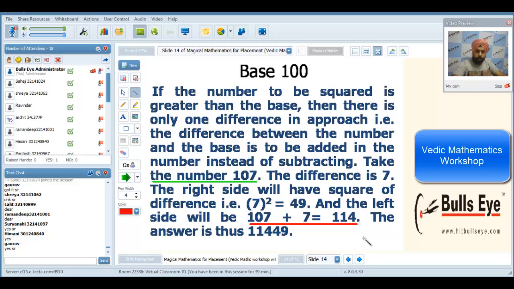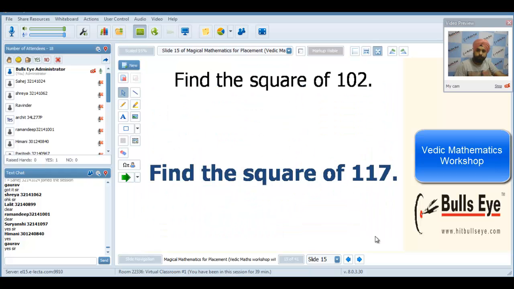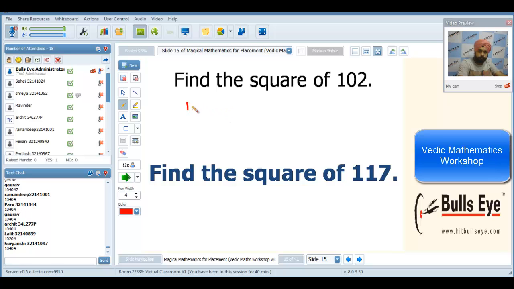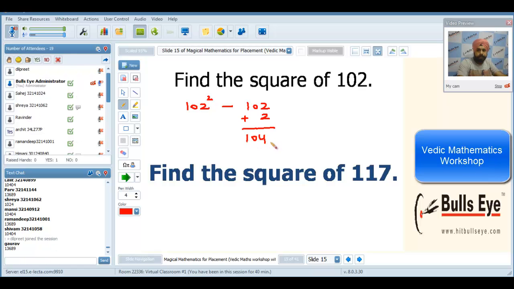Okay, moving on. Find the square of 102. Shreya, no. Students, 102 is 2 more than the base, so we add 2 again to get 104. This is the left hand side. As far as the right hand side is concerned, we need to write the square of the difference, which will be 04, because we must place 2 digits on the right hand side as the base contains 2 zeros.